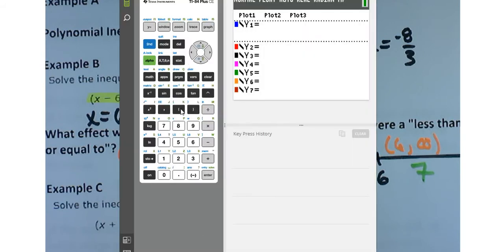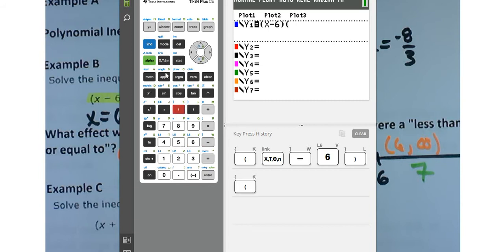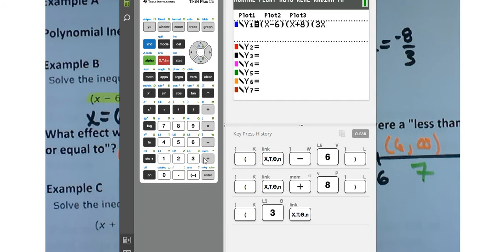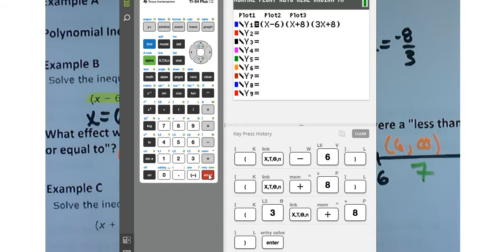So I'm just going to type it in as is. You don't have to multiply it all out. That's okay. X minus 6, parentheses, x plus 8, parentheses, and then 3x plus 8, and a closing parenthesis there. So beautiful, there's our expression.